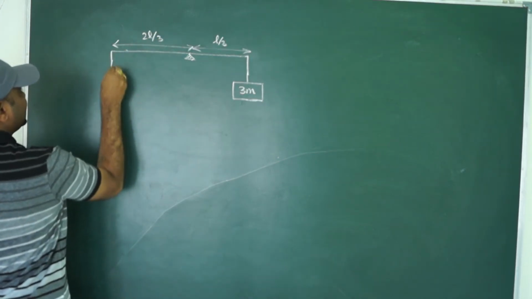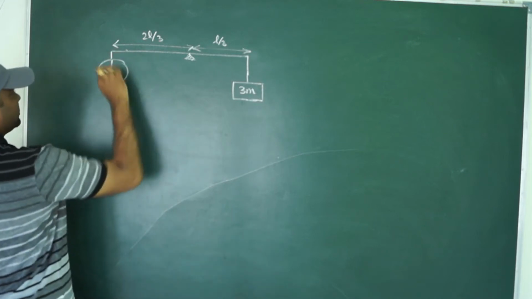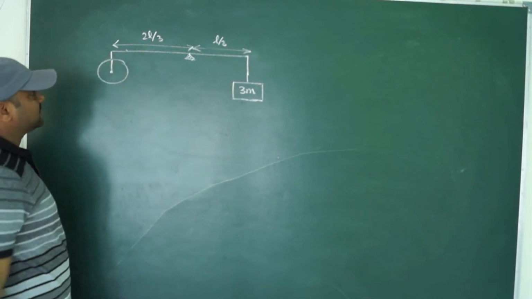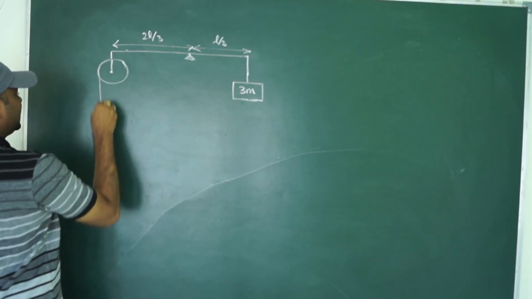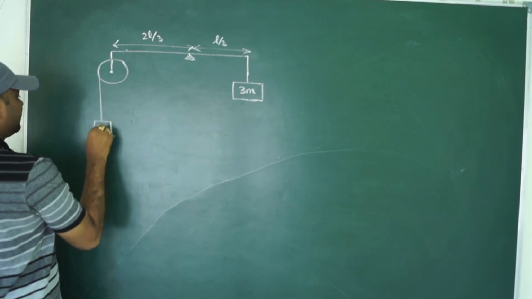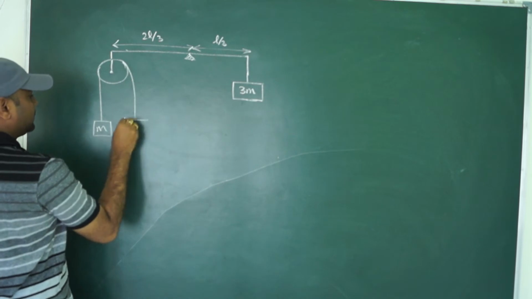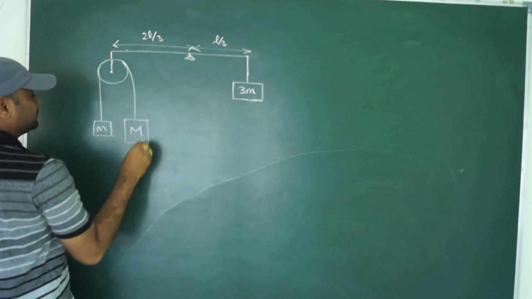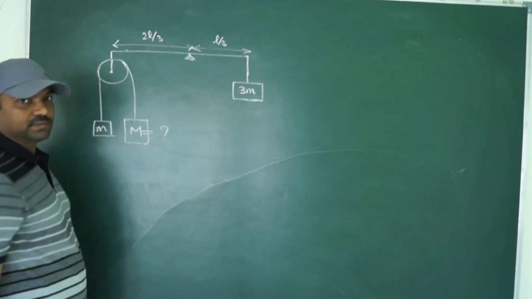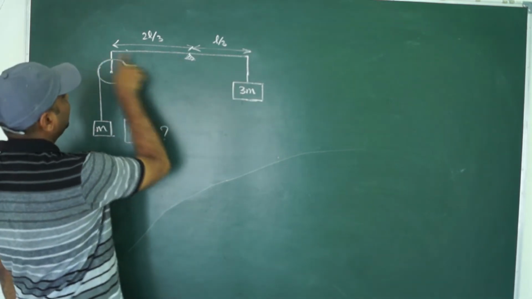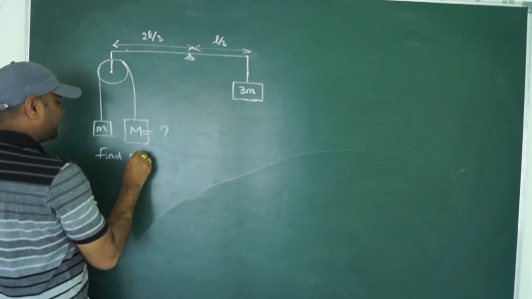Then this end is attached to a pulley, so that the pulley can rotate. The pulley is massless, an ideal pulley. Then there is a string. To the string, mass m is added, and at the other end we are adding some other mass, capital M. Now we need to find the value of M so that the bar remains horizontal.